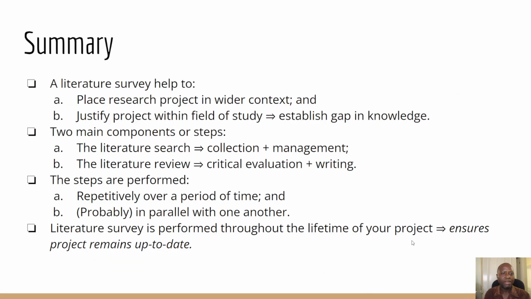So in summary, a literature survey helps to place a research project in a wider context, to justify your project, of course, and establish the gap in knowledge. And there are two main components. You do your search, and during the search, you collect and manage your literature using databases and reference software. And then the review itself, where you are looking at critical evaluation and writing the results, your findings. Those are the major steps.